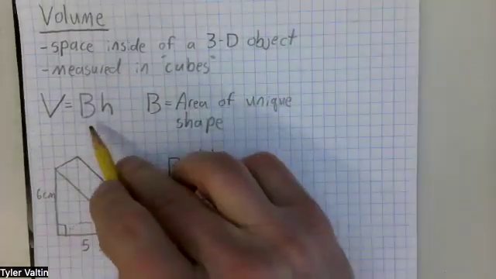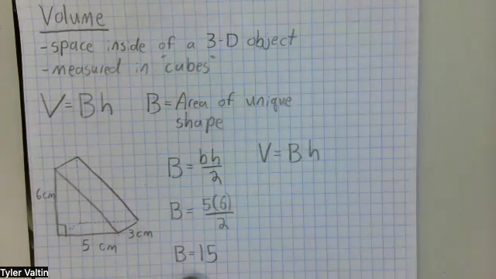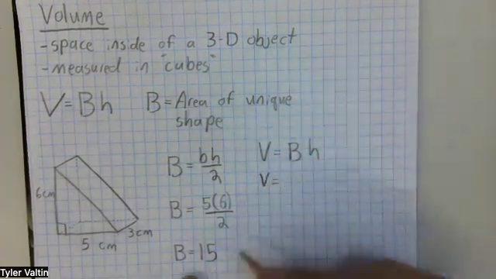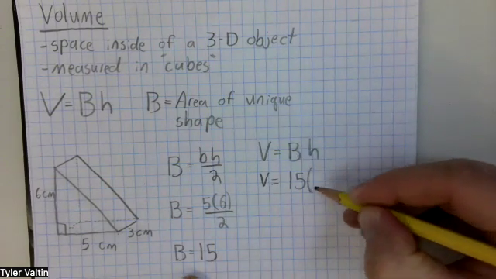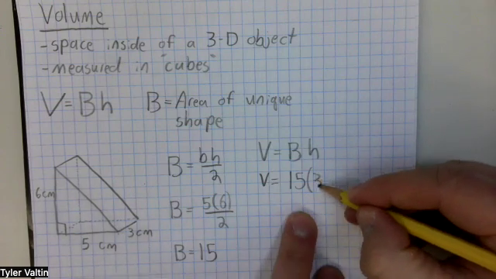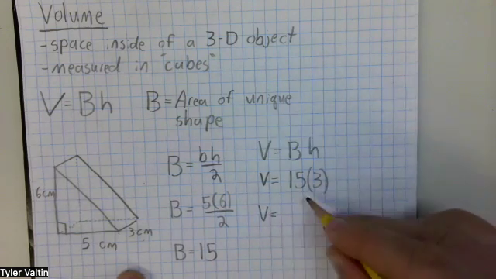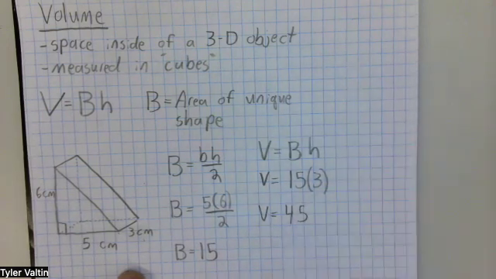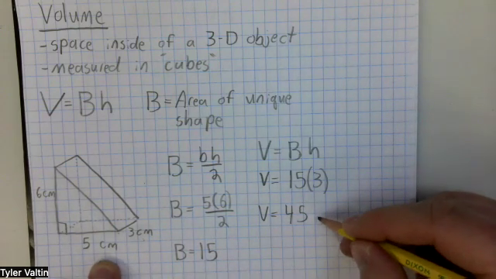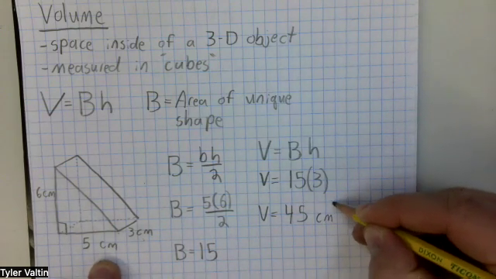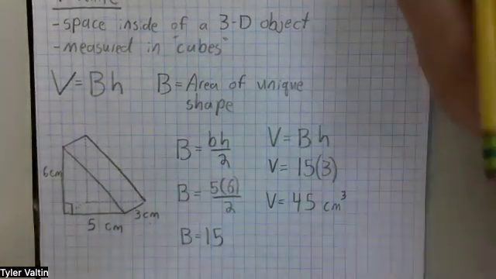So I'm going to go back to my original formula, V equals big B times H. I know that big B is 15, so I'm going to replace big B with 15, and then I'm going to just multiply that by 3, the height here. 15 times 3 is 45, and that's my answer. My answer, though, needs to be in cubes, so I'm going to say centimeters cubed, to the 3rd power. Let's do another one.